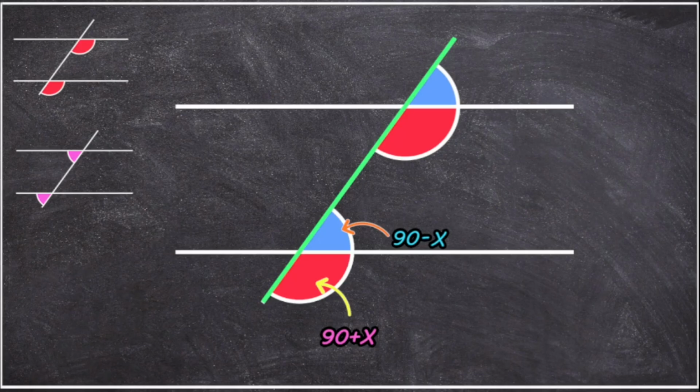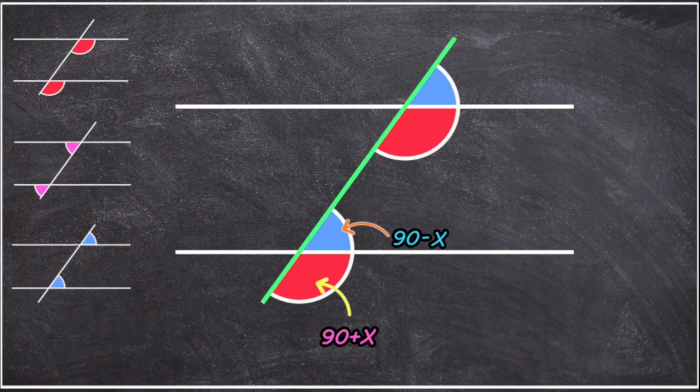And because both the red angles have the same value, the other blue angle adjacent to the other red angle must also have the value of 90 minus x. And so that's a proof for the third pair of corresponding angles. And now we just have to prove the final pair.